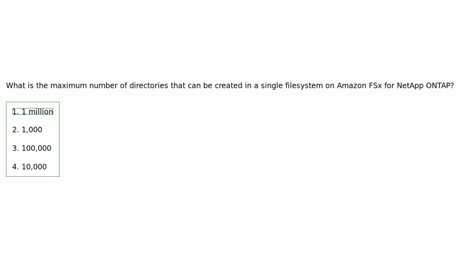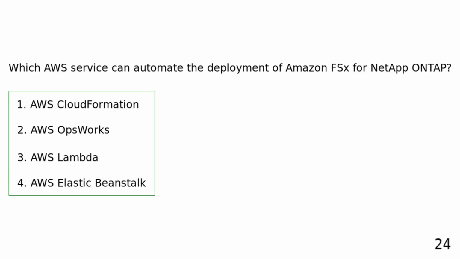Amazon FSx for NetApp ONTAP supports up to 1 million directories in a single file system. Which AWS service can automate the deployment of Amazon FSx for NetApp ONTAP? AWS CloudFormation. AWS OpsWorks. AWS Lambda. AWS Elastic Beanstalk.